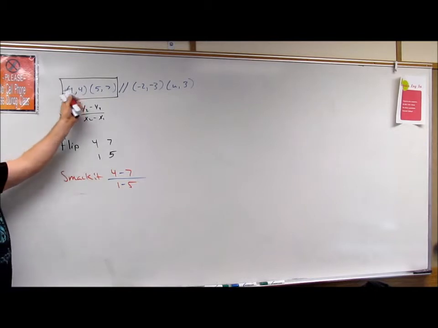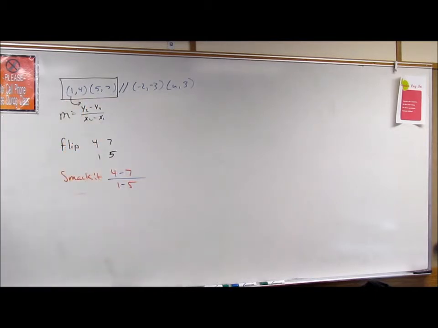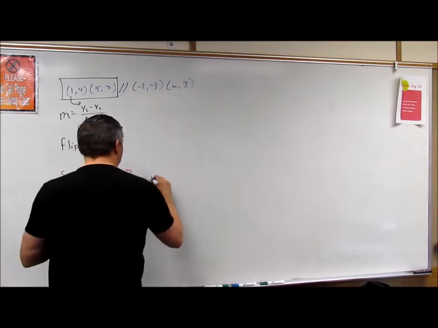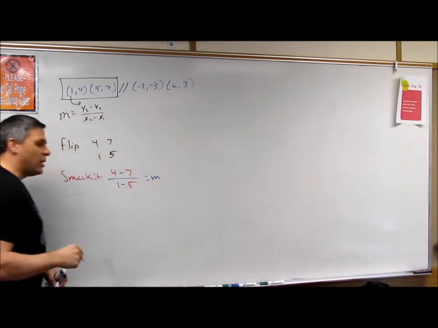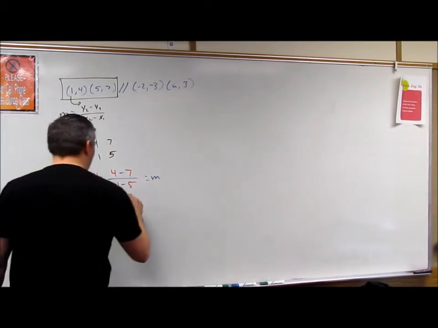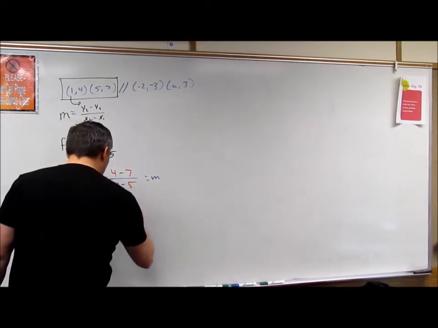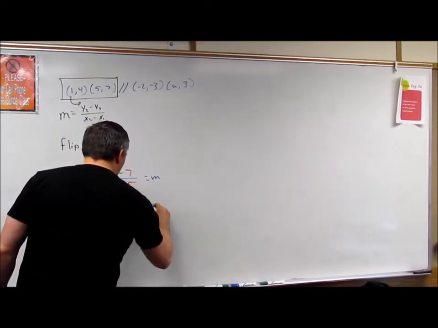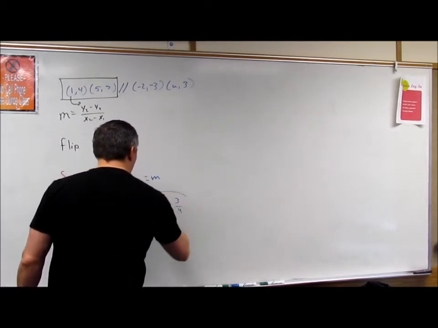Now, none of these were negatives, right? On that first equation. Perfect. So, now I just do the math. This equals the slope. That equals m. So, 4 minus 7, minus 3. 1 minus 5, minus 4. So, m equals 3 over 4.